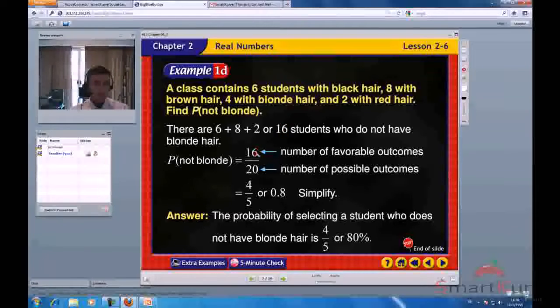So the probability is 16 over the total, 20. 4 over 5, or 80%. So the probability of selecting a student who does not have blonde hair is 4 over 5, or 80%.